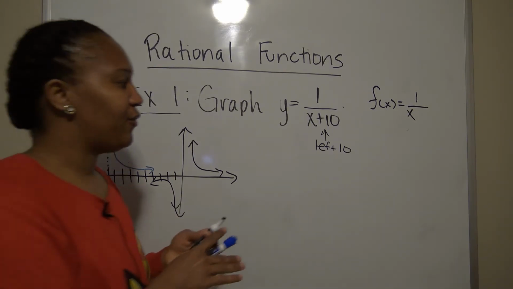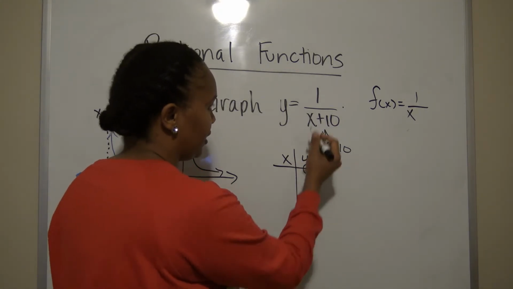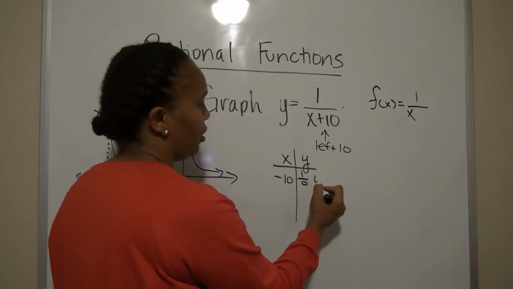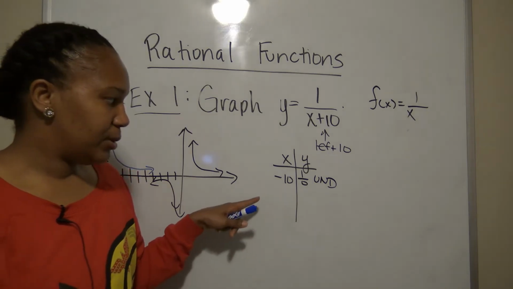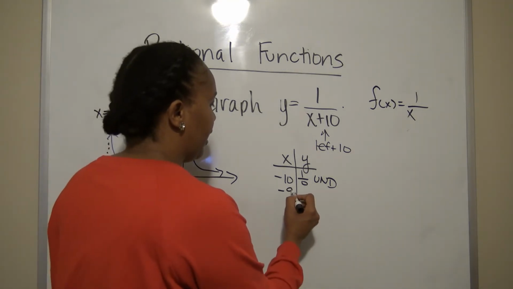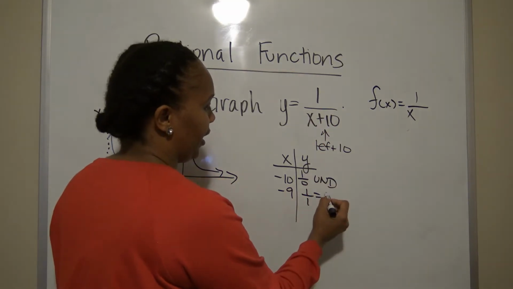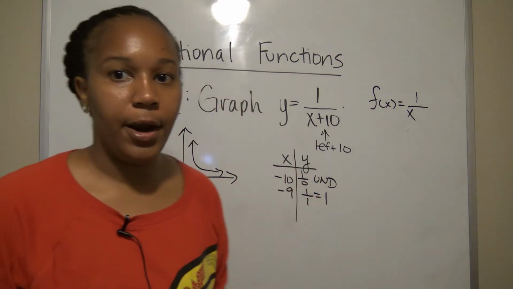But if I wanted to find points and get exact points, then I would just plug in numbers for x, such as negative 10. When I plug in negative 10, I get 1 over 0, which is undefined, and that lets me know that I have a vertical asymptote there. I could plug in negative 9. Negative 9 plus 10 is 1, so I get out 1. So if I wanted to find exact points, I could do it that way.